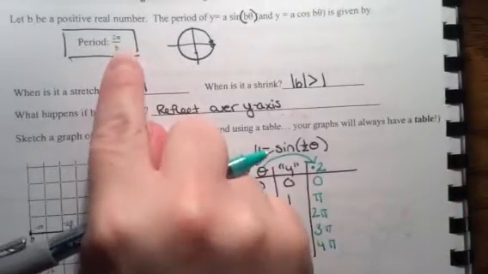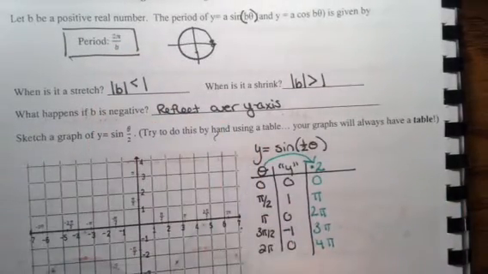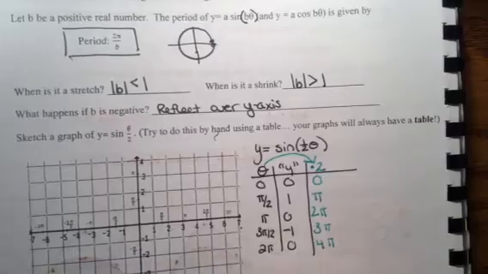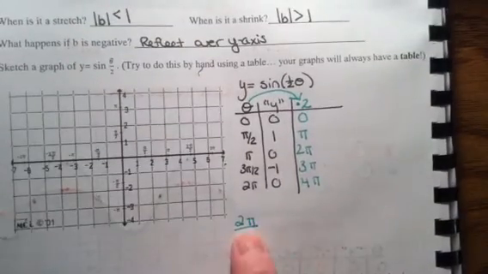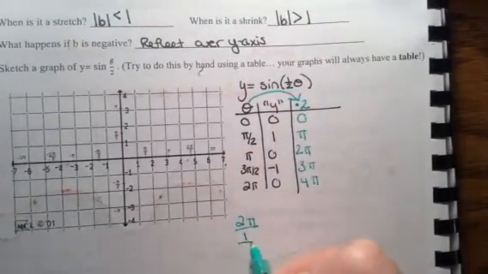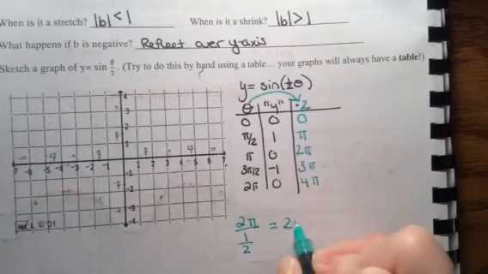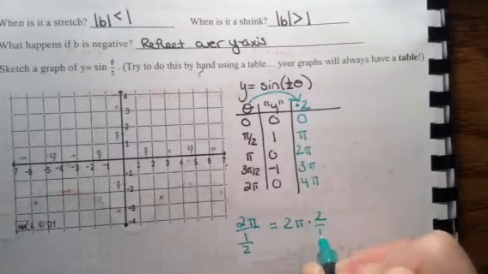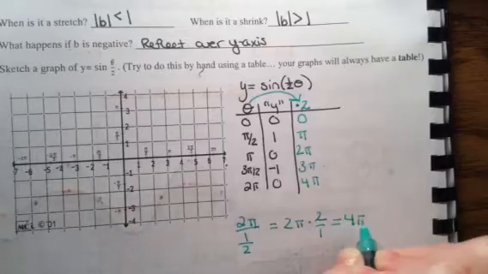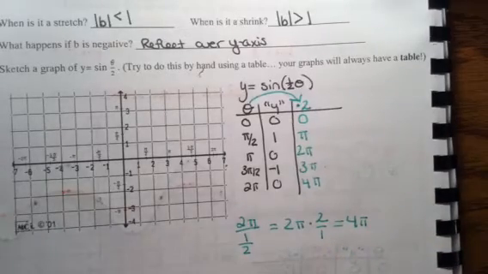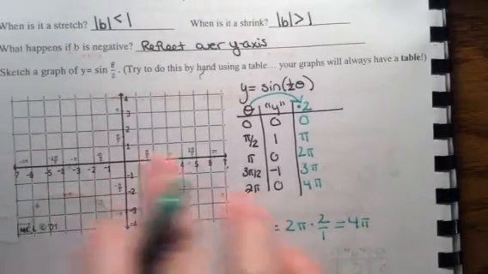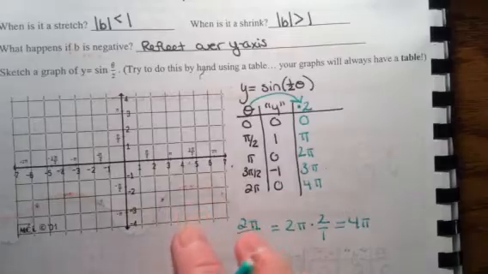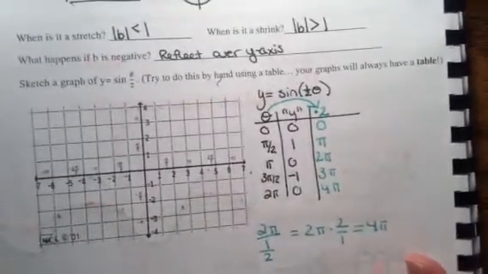And I just want to prove something before we graph it so that you know you're doing this right. 2 pi over b should be my period. So 2 pi divided by my b, which is 1/2, is the same thing as saying 2 pi times 2 over 1, which means 4 pi. So it should take me a distance of 4 pi until I repeat myself. So let's make sure that when we draw here, the distance I cover is 4 pi so that I can repeat myself.